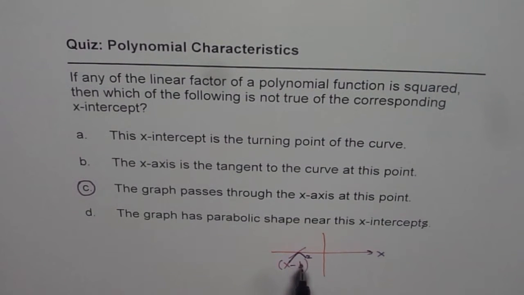at that point, right? So it is important to understand that a zero with multiplicity of 2 will behave as shown here. At that point, the curve will turn just as a parabola's vertex, and x-axis is going to be a tangent at that point. It is not going to cross the graph, or the curve of the function is not going to cross the x-axis, right?